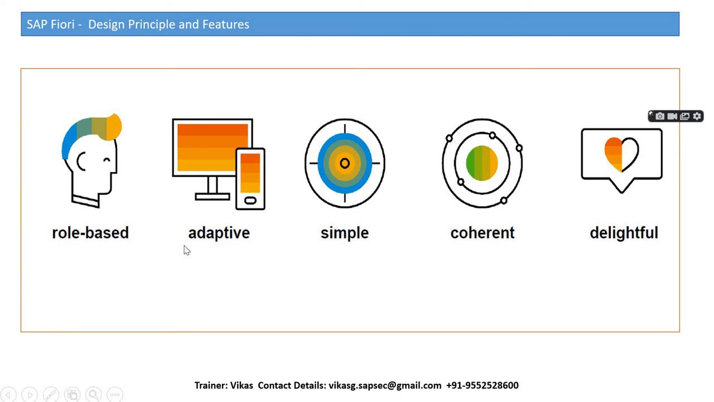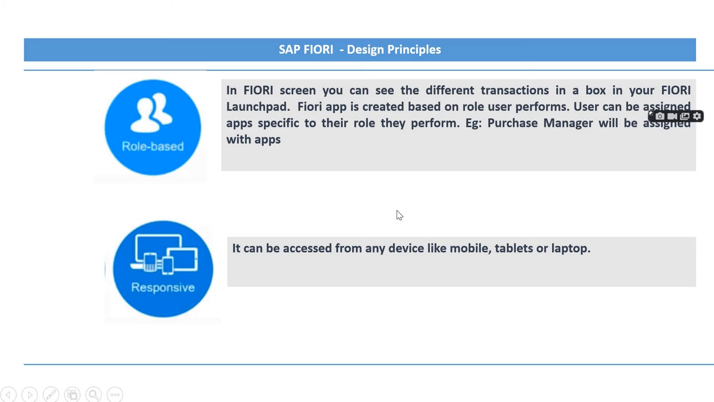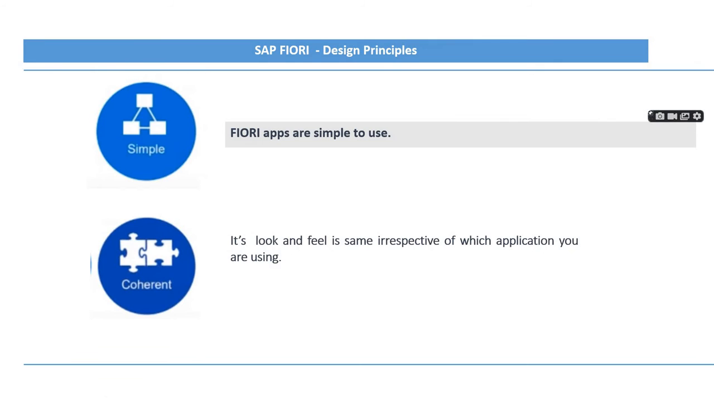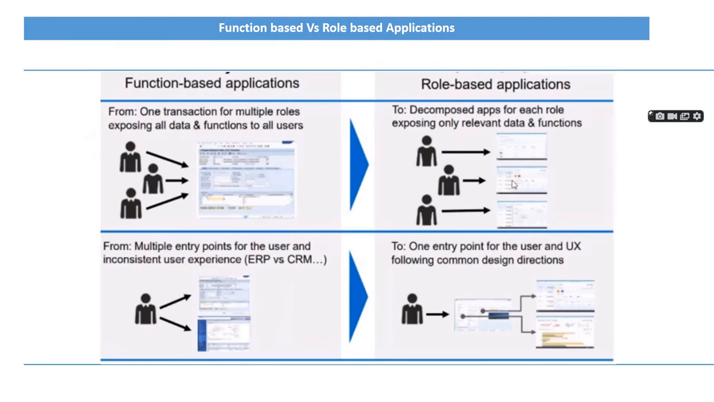So it is role-based, adaptive. These are the features of Fiori: role-based, adaptive, simple, coherent and delightful. Role-based means the Fiori application is designed based on the role of the end users. Then it is adaptive: it will run on any of the different devices. It is simple to use. It is coherent across all devices, working the same way as it does on one device, and the look and feel is better. So these are some advantages or features you can say.